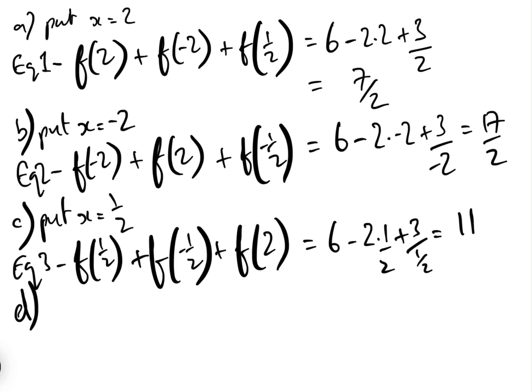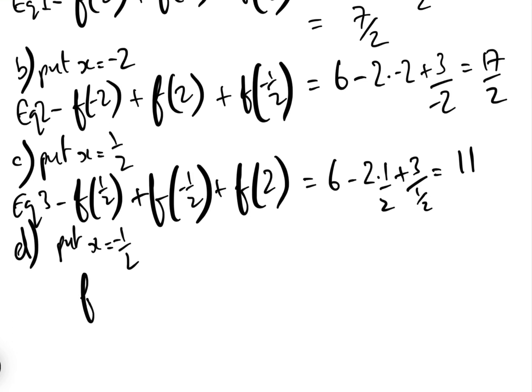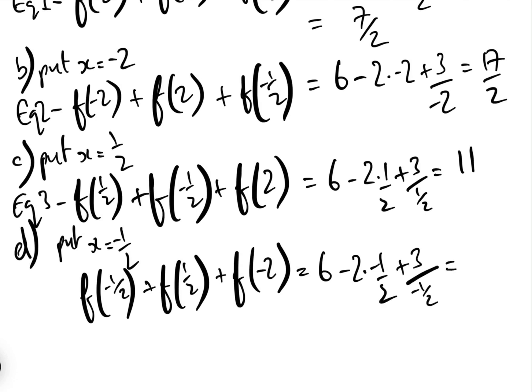And then finally D, let's put x equal to minus a half. And so we get f of minus a half, add f of a half, add f of minus 2 equals 6 minus 2 times minus a half, add 3 over minus a half, which equals 1. Okay, so we have 4 equations, A, B, C, and D.